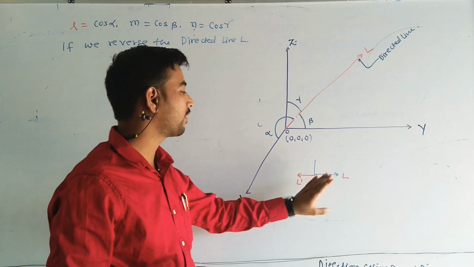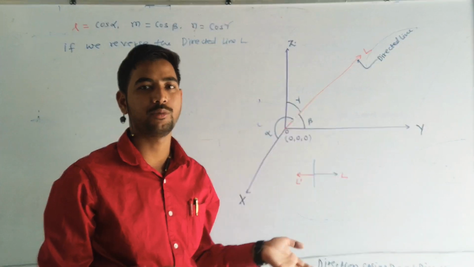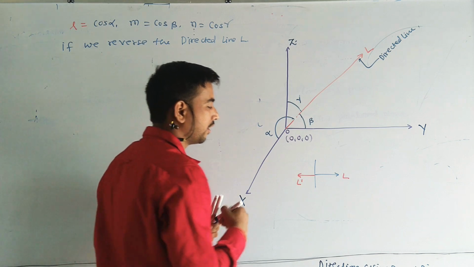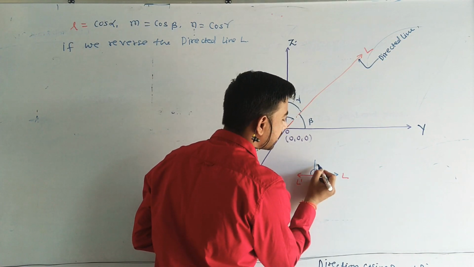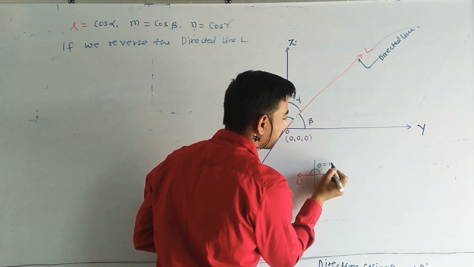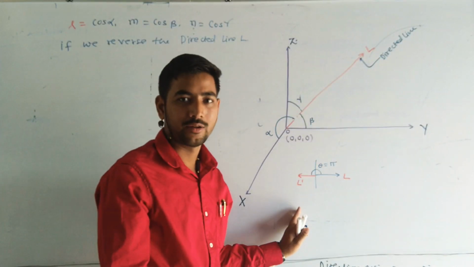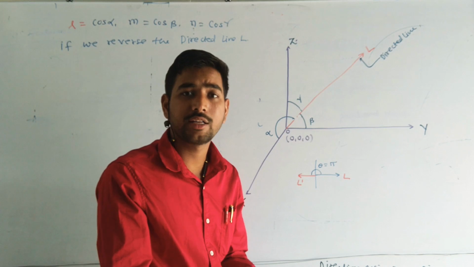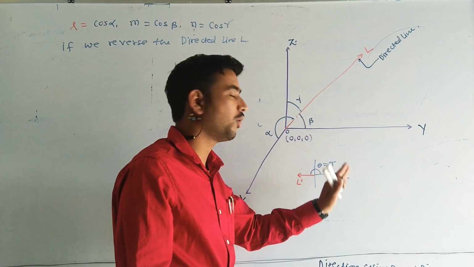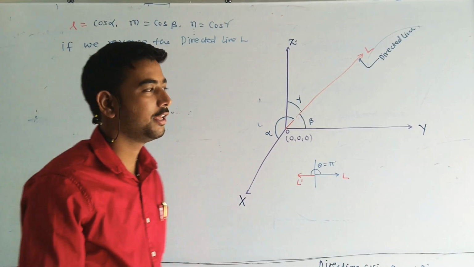So actually for the reverse line, what is the phase difference between them? What is the angle between them? If you want to reverse the line, then angle theta equal to what? Pi. Look here. If you reverse any line from the original conditions, then the angle between them is what? Pi. Theta equal to pi here.